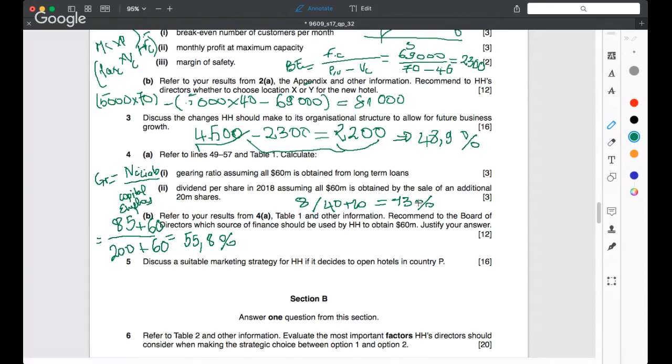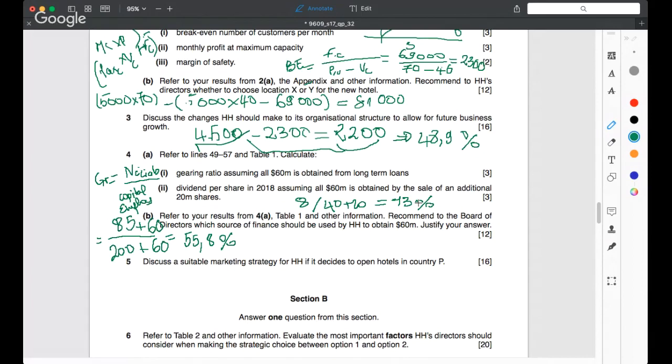A bank or an investor would charge interest, or they would want some ownership. The investor would ask for shares, so that would reduce the shares of the existing shareholders. So it depends.